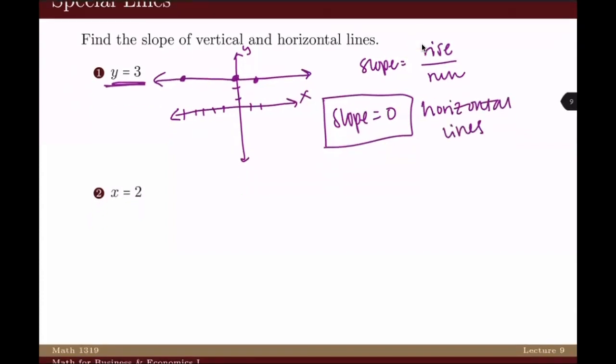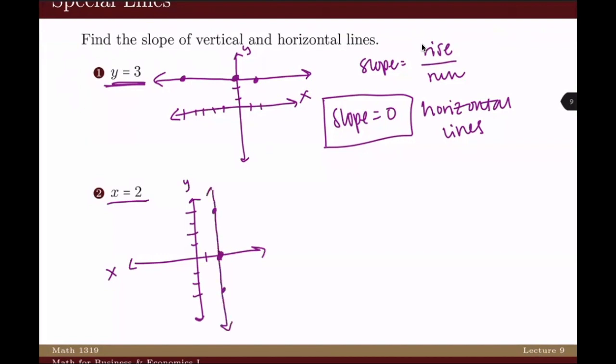Next, let's look at x equals 2. So x equals 2 is saying that no matter what y is, x is always going to be 2. So if y is, say, 4, I look back at my equation and I see, oh, x still equals 2. If y is -3, well, x still equals 2. No matter what y is, x is just going to consistently be equal to 2. So my vertical line. The vertical line always has an undefined slope.